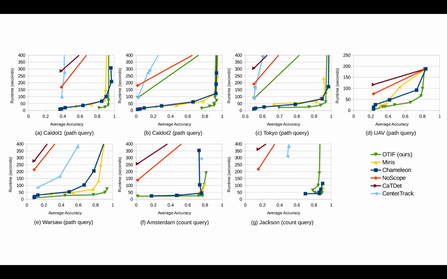And we compare all of these methods in terms of their speed accuracy trade-offs. So here we have runtime on the y-axis, where lower numbers are faster, and accuracy on the x-axis, where numbers further to the right are better. And OTIF's curve is in green. And you can see that across all of these different datasets, OTIF is offering substantially faster runtimes at the same levels of accuracy.